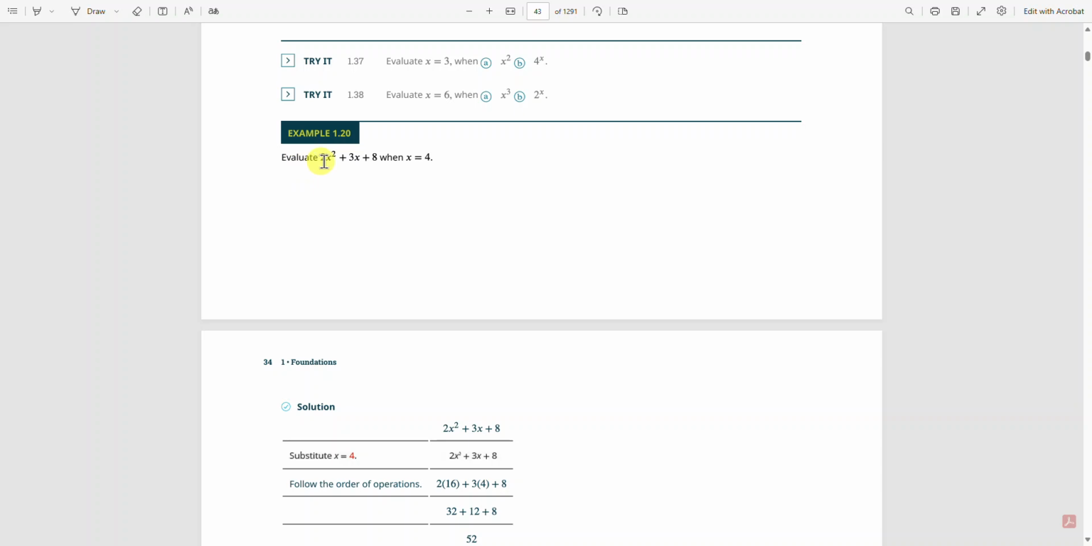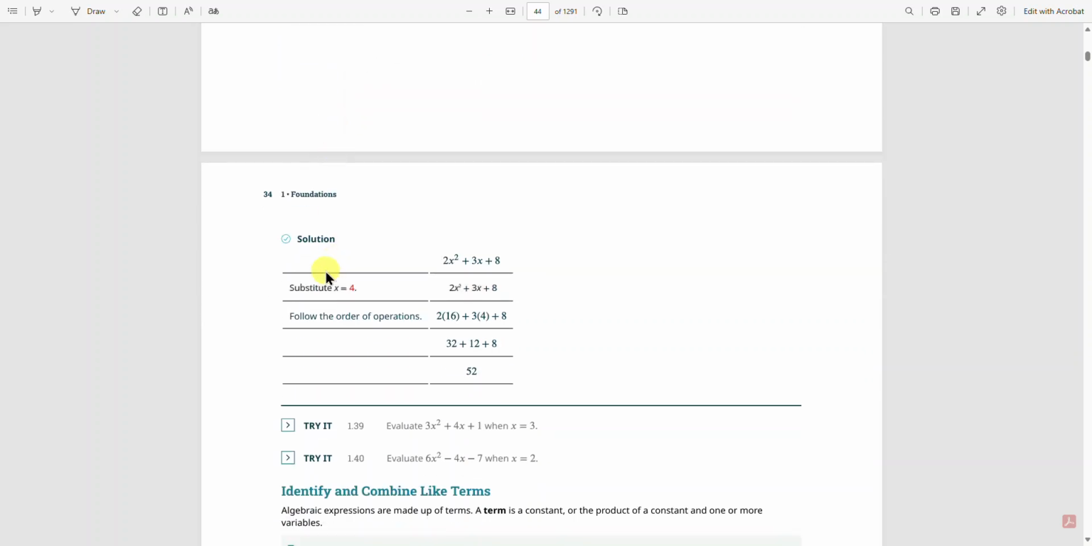Evaluate the expression 2x squared plus 3x plus 8 when x equals 4. Now notice x is actually used in this expression twice. So we're going to substitute 4 in for x in two different places. So let's see how that gets done. We write out the expression 2x squared plus 3x plus 8, and then we substitute 4 for x. So we have 2x squared, which is 2 times 4 squared, plus 3 times 4 plus 8.